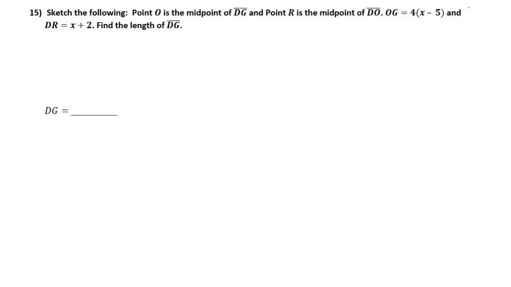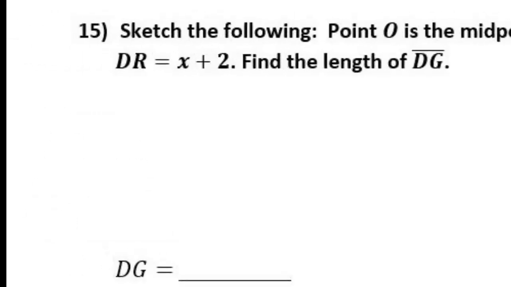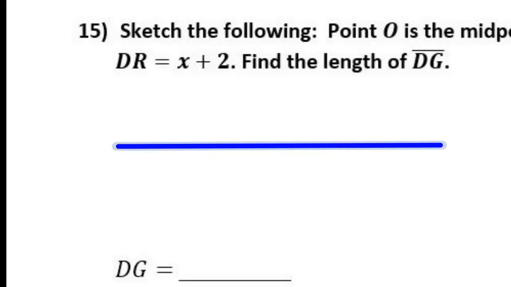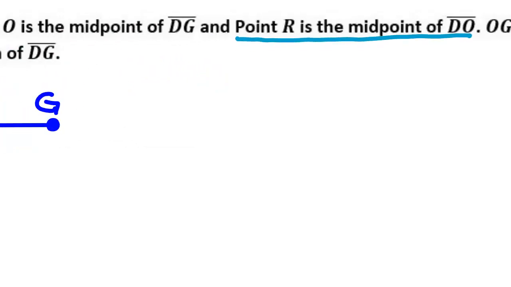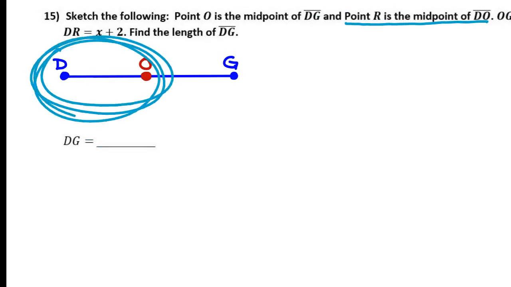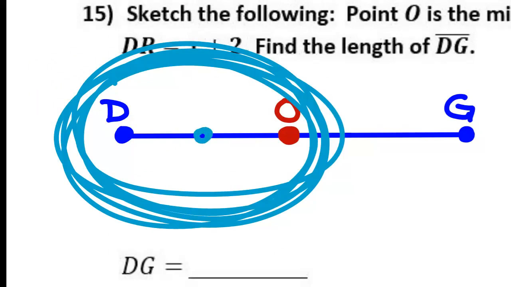All right, number 15, sketch the following. Point O is the midpoint of DG. Let's start getting that picture drawn. Here's my segment. Here's D. Here's G. It says O is the midpoint, so right around here is my point O. Then it says point R is the midpoint of DO. So now I'm looking at this, and I want the midpoint of that, so that would be about here.